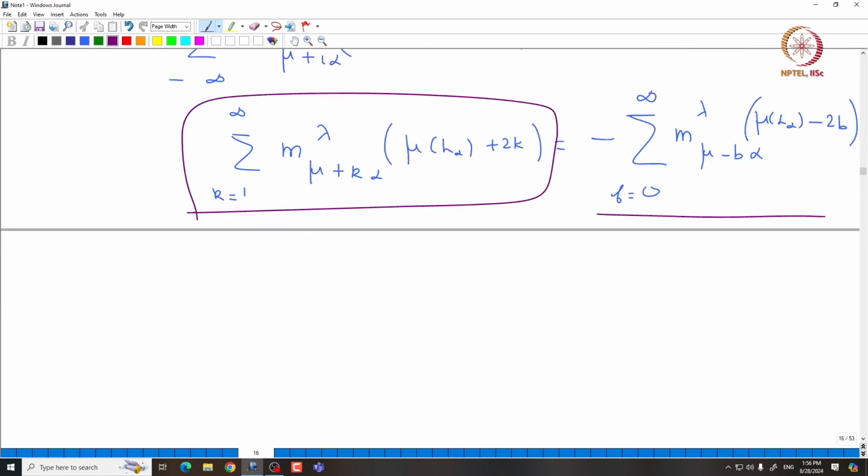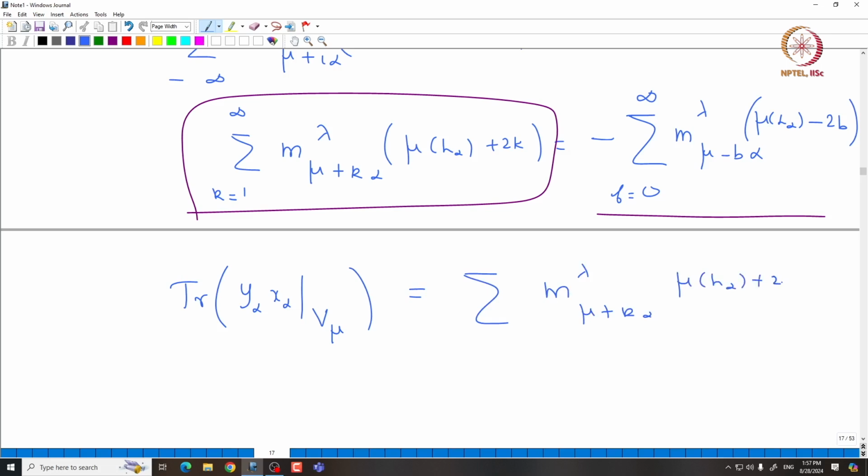Okay. So, this says that the trace of y alpha x alpha on this V mu, even in the case when mu of h alpha is less than or equal to 0, we get the same formula. The trace of y alpha x alpha on V mu is going to be exactly equal to the multiplicity of mu plus k alpha times mu of h alpha plus 2k, where k ranges from 1 to infinity. Okay. So, this is what we get at the end.